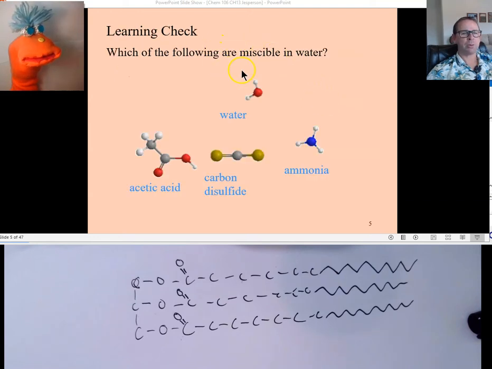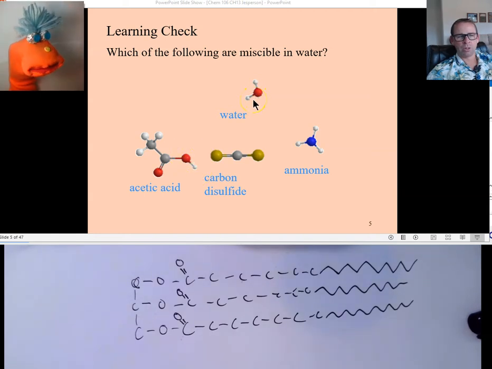All right, so which of the following would you expect to be miscible with this water molecule here? Let's see, acetic acid, that looks like it would be miscible, right? Because it has some oxygens with a hydrogen on it, right? Is that what that is? That's right, this is an oxygen-hydrogen OH hydroxyl group here. And so this oxygen and hydrogen can hydrogen bond with that water molecule.